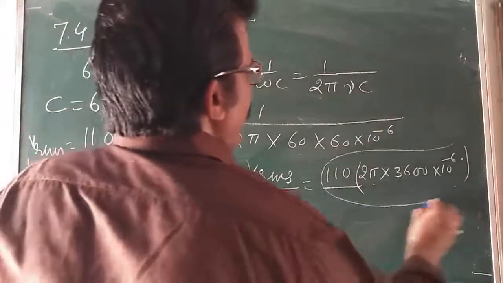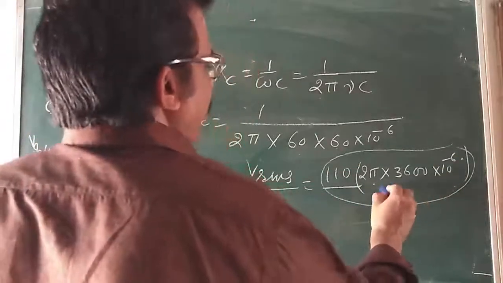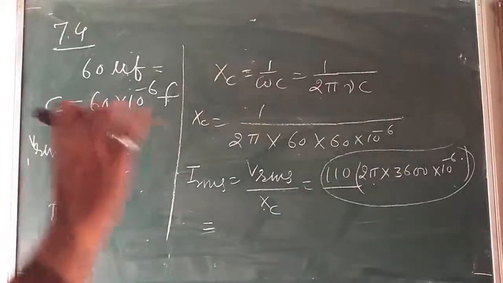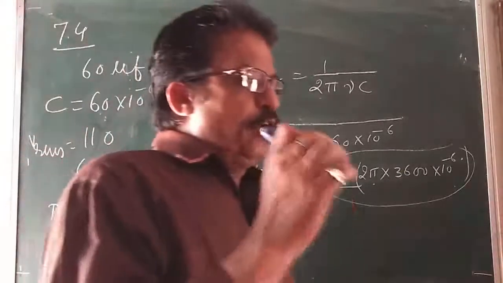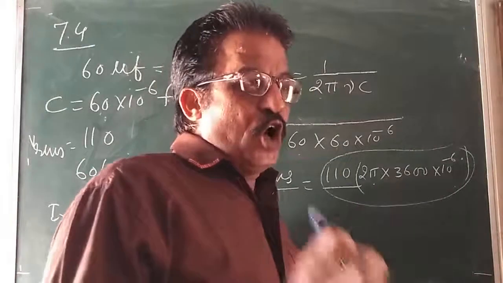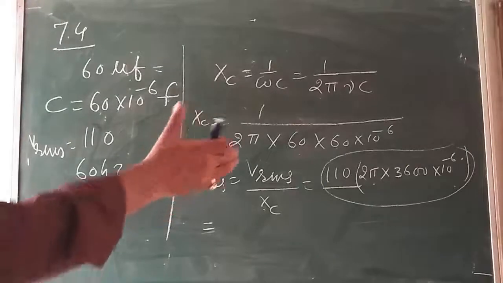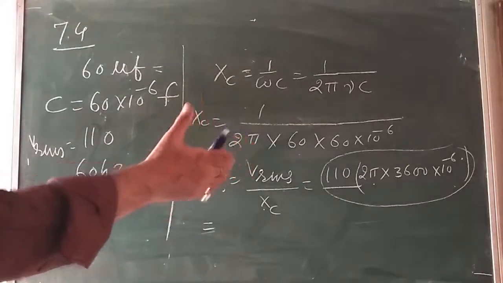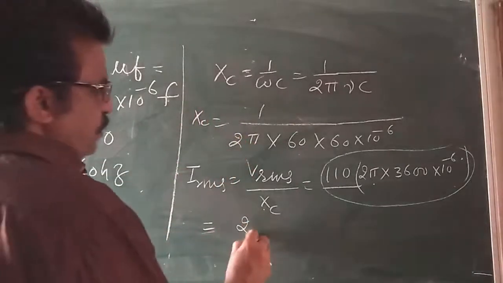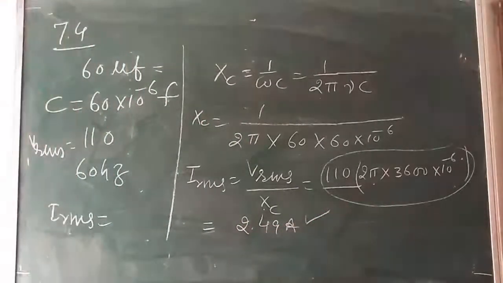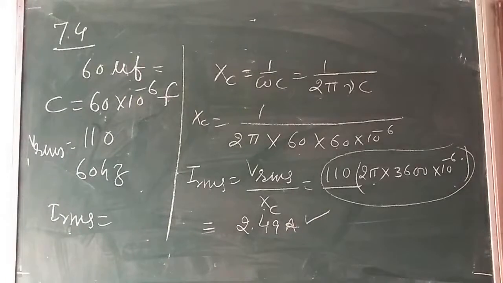You may take only 1 minute to calculate this value. Time management is very, very important in any competitive exam or CBSE exam. So put in the values and solve it. So you are getting the value around 2.49 ampere. Is it clear? Yes, sir. So write down.